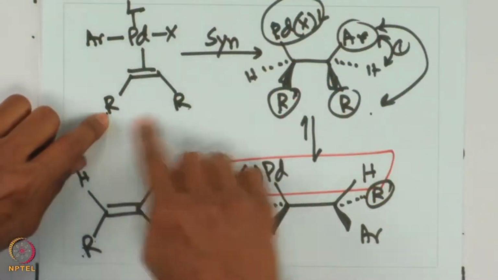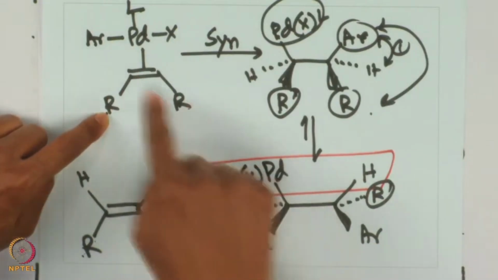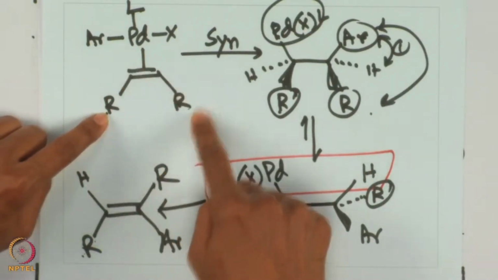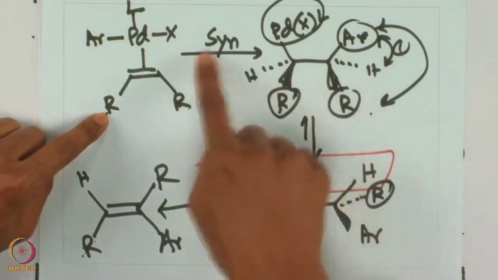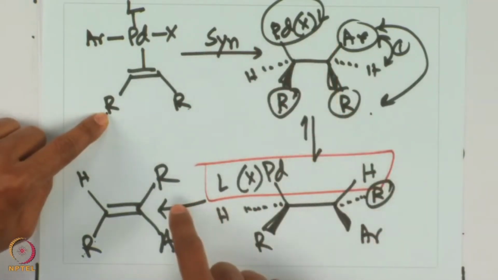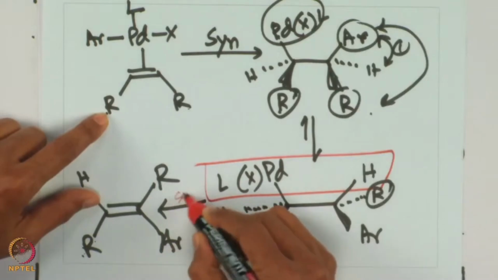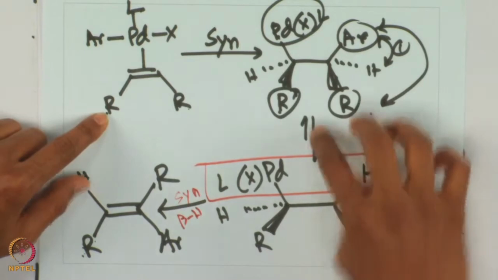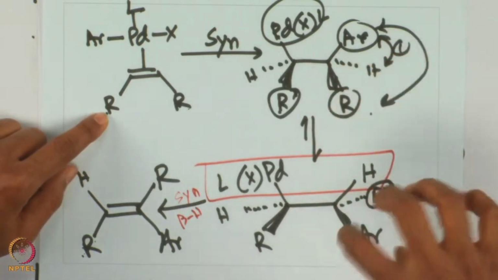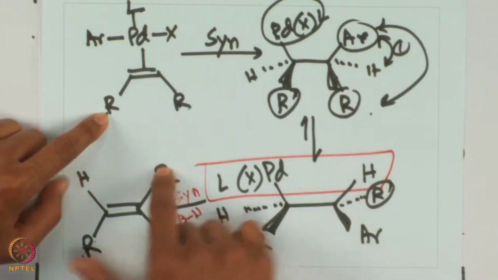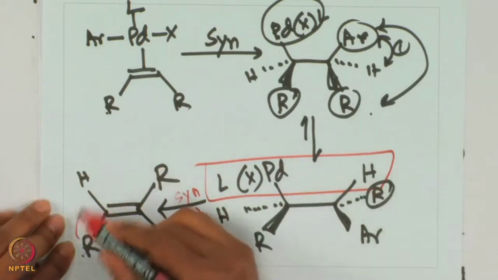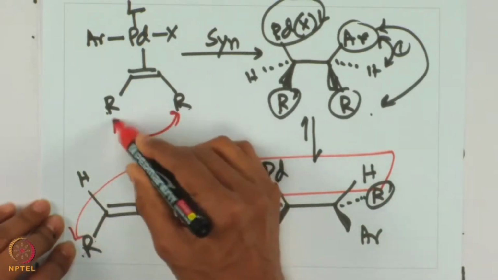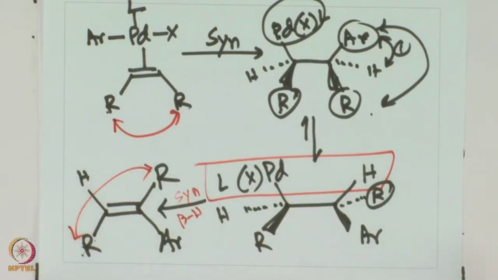Let us look at this example one more time in the drawing, what we have drawn so far. We have seen R on the same side of the olefin, that is our starting material. During the process, it is just the syn addition and this beta hydride syn elimination. What we have seen is that the rotation has to be such that now the R and R are opposite to each other, and these were on the same side to each other. So, that is the product formation.